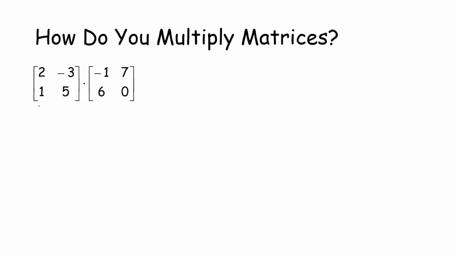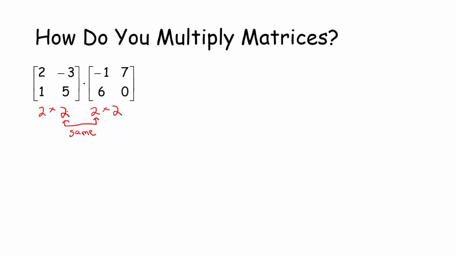So this first matrix here is a 2 by 2 matrix. There are 2 rows and 2 columns. And the second matrix here is also a 2 by 2 matrix. So in order for matrix multiplication to be defined, the number of columns in the first matrix and the number of rows in the second matrix must be the same. So if those two values are the same, this matrix multiplication is going to be possible.